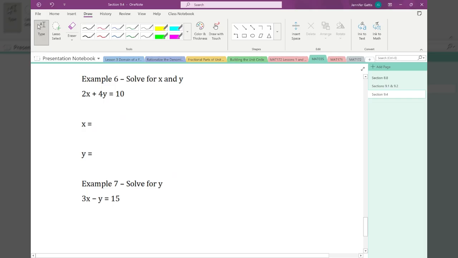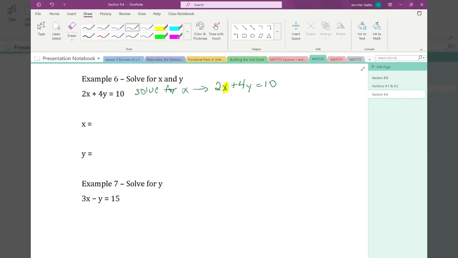All right. In example 6, we want to solve for x and for y. I'm going to model solving for x, and then I want you to try to solve for y. So if we are solving for x, I'm going to do that in green. So solve for x. Remember, we are isolating the x.